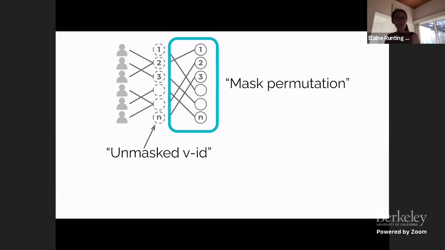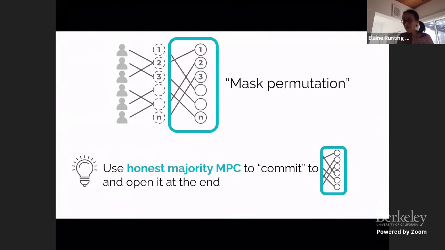So the idea is we want to make sure the small coalition or the individual player doesn't know its virtual ID either. And how can you achieve that? Let's say the virtual ID contains two parts. The first part is this unmasked virtual ID, which is what you select. And then imagine everyone jointly selects a mask permutation. You're going to apply the mask permutation to the unmasked virtual ID to get your final virtual ID. This is kind of like XORing the two, just in a different format. And how to select this mask permutation? This is just where we use the honest majority MPC. We commit to this mask permutation up front, and we open it at the end.